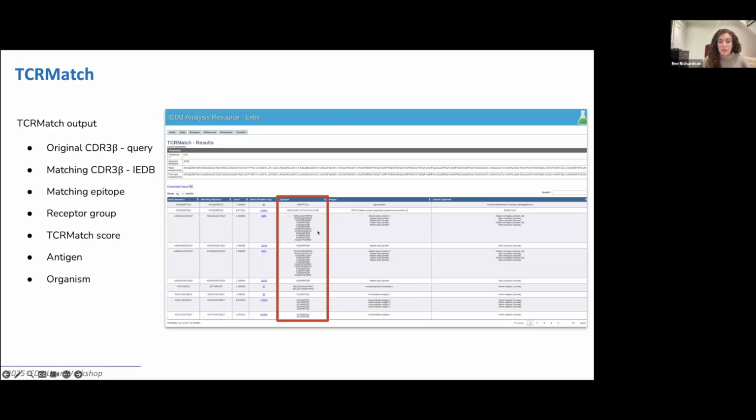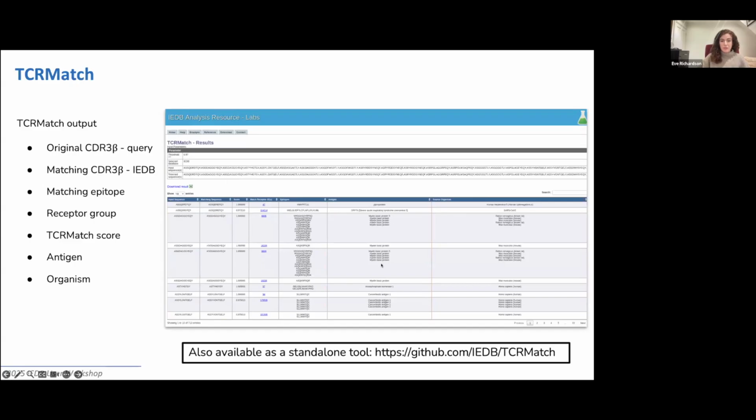There will be a list of the epitopes that are associated with that particular CDR3 beta. So as you can see here, there can be many, as well as the corresponding antigen from that epitope and the source organism for the antigen. So one thing to note is that this is also available as a standalone tool. So if you'd like more flexibility, so say you have your own database that you want to match against, you can download and use a standalone tool, and that will give you full flexibility.